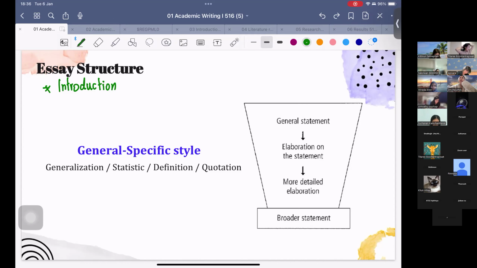However, the technique of specific to general is that if you are given a topic, you need to start with a certain case study, something very specific about that topic. For some people, it's not easy to come up with, or it doesn't provide enough background information to the audience, which is why general to specific style is more common in writing introductions. And in writing the introduction, there are different ways to start off.